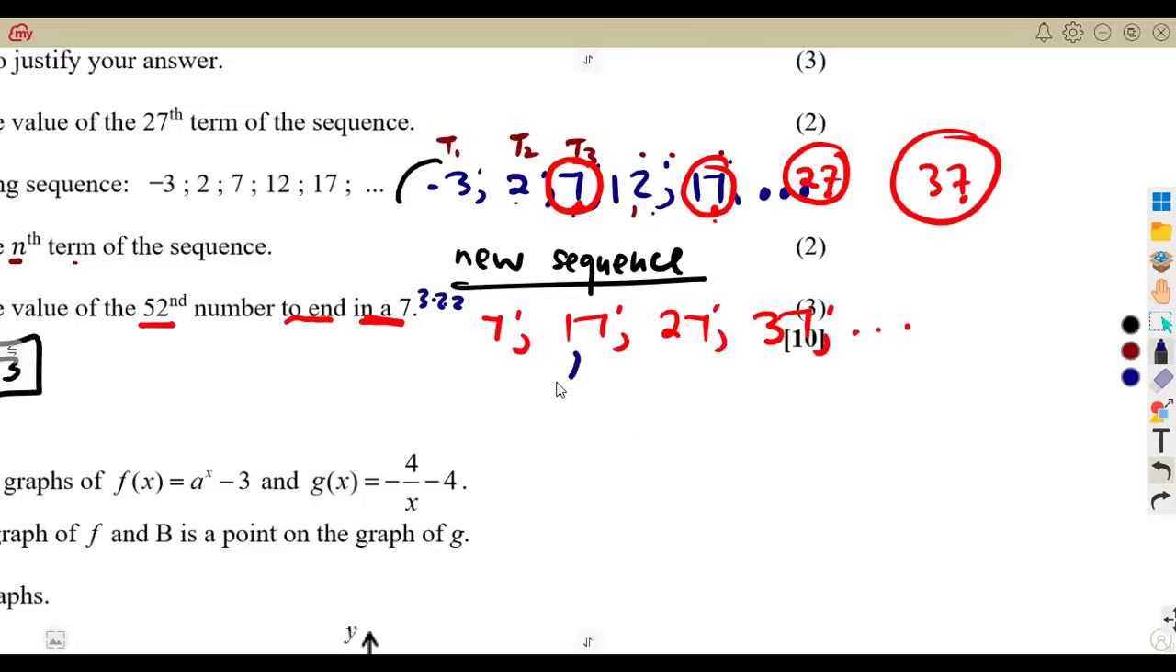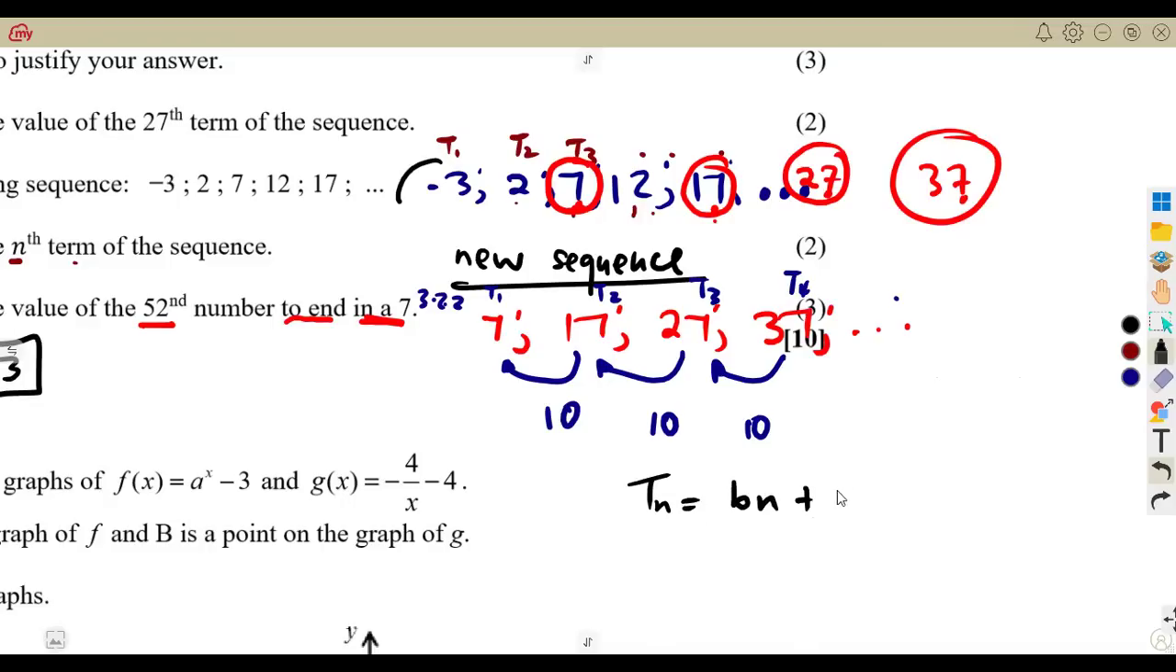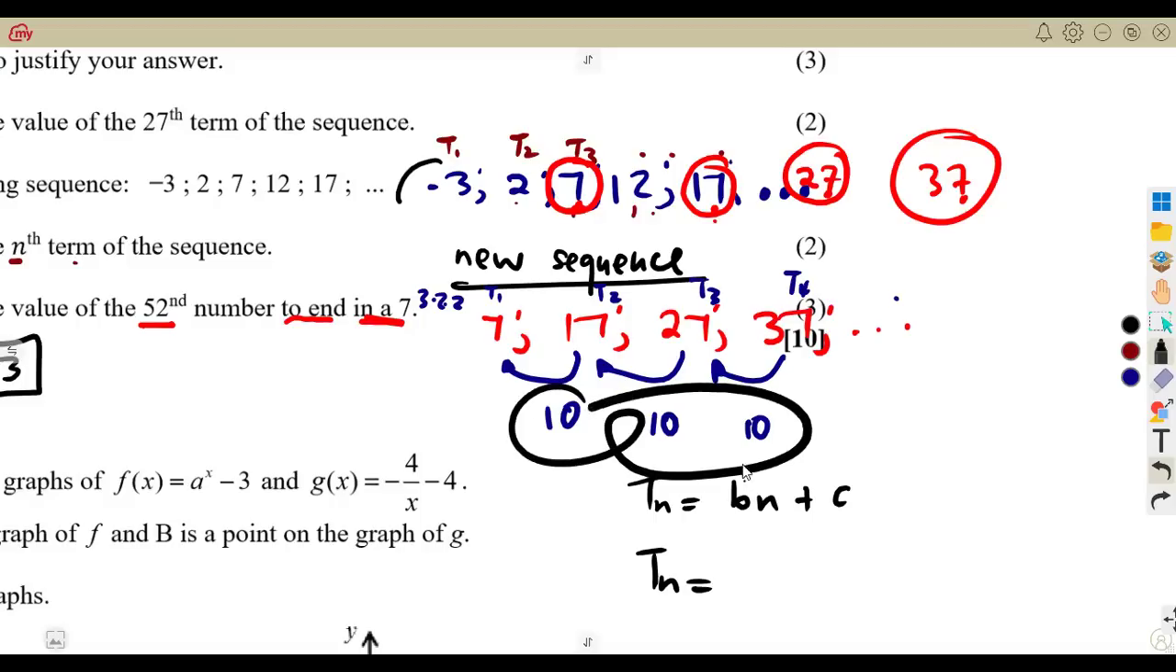Let's find the difference. T2 minus T1. Remember, this is your T1 now. This is your T2. It's now a new sequence to be considered. What is the difference? 17 minus 7. There's a difference of 10. 27 minus 17, a difference of 10. This one, a difference of 10. So as we can see, we still have that linear sequence that we had before. So our Tn is supposed to be Bn plus C, where B is now the common difference, which is 10.